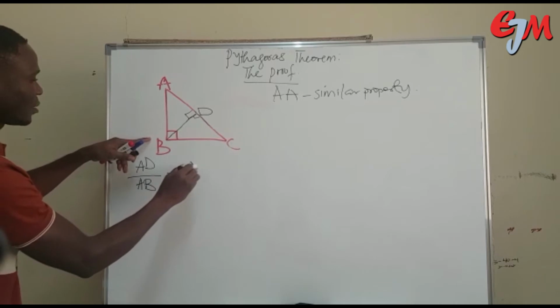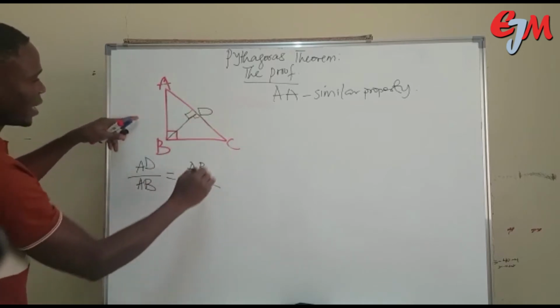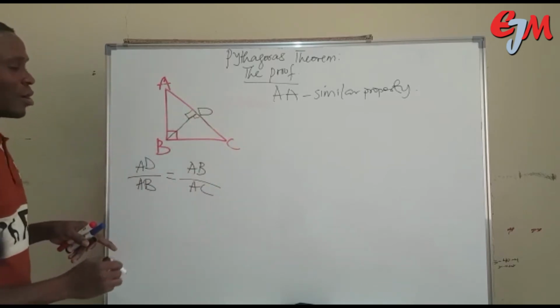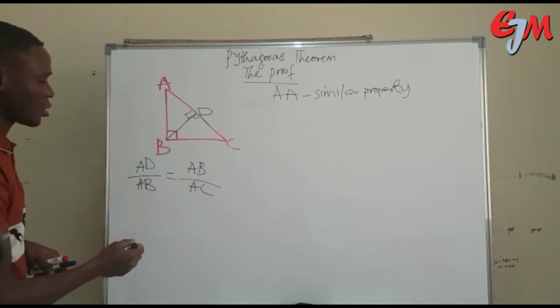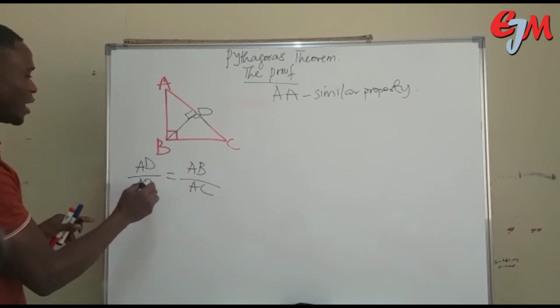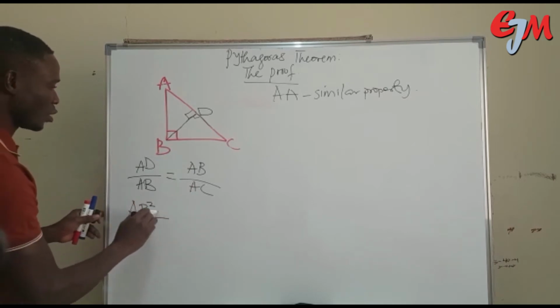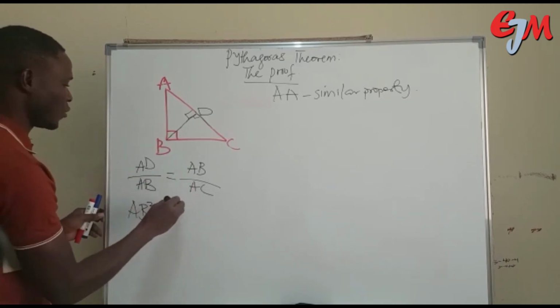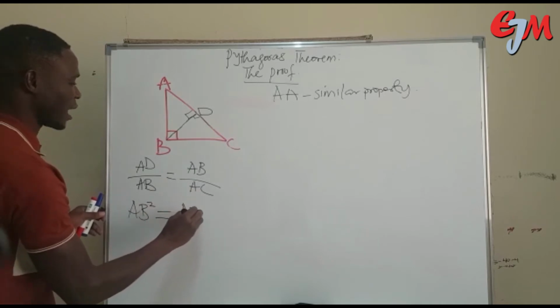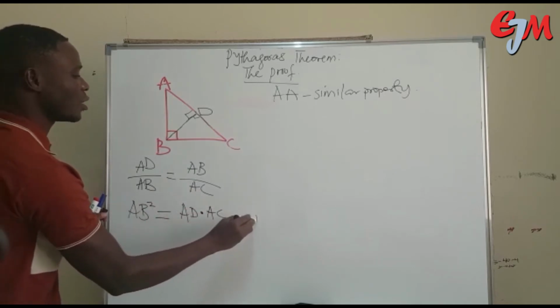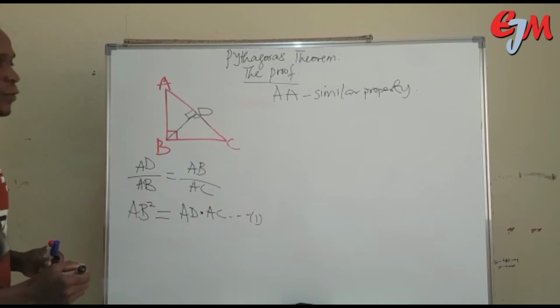AB over AC of the bigger triangle. Alright, I cross multiply. Let us cross multiply. AB times AB will give us AB squared equal to AD times AC. Call this one now equation 1.